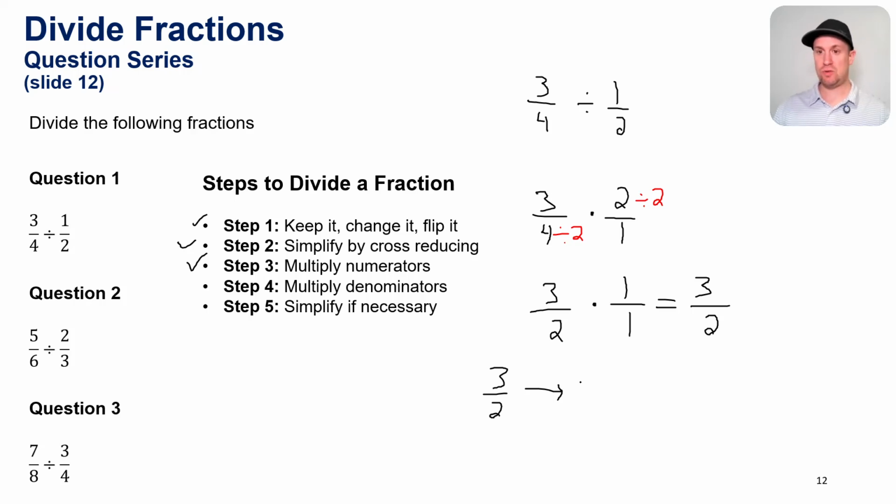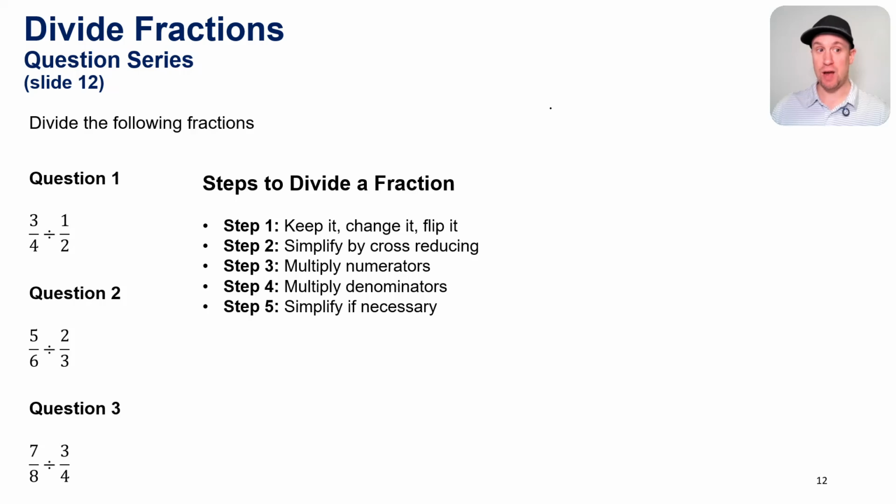So 3 over 2 can become 1. 2 goes into 3 one time. 1 times 2 is 2. 3 minus 2 is 1. That is the remainder. And half is the fraction next to it. So 3 over 2 converts or changes to 1 and a half. Let's look at question number 2 now.